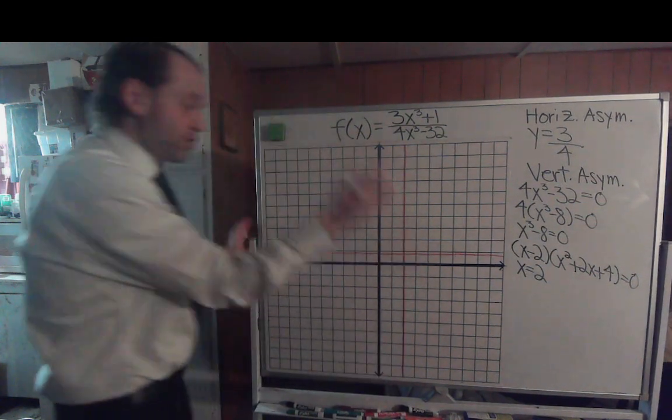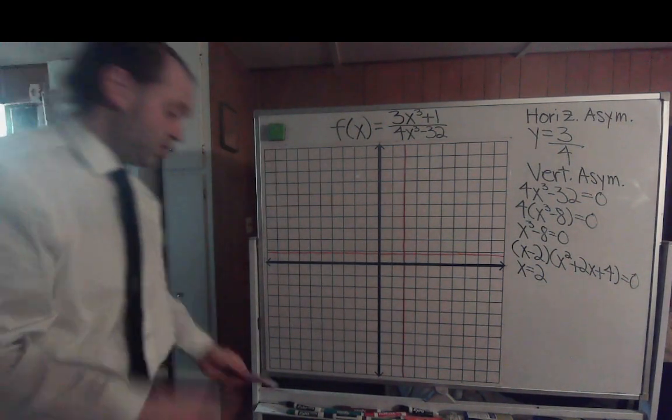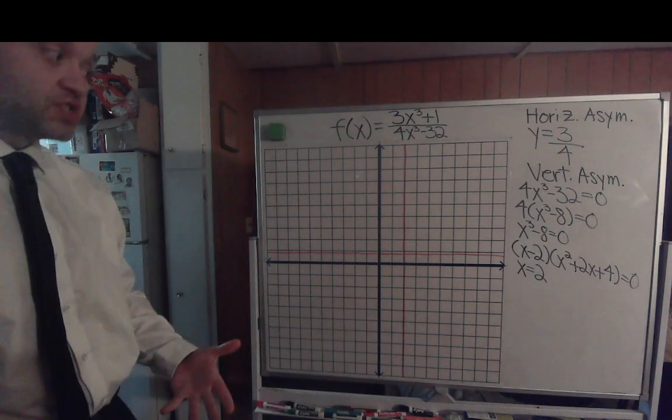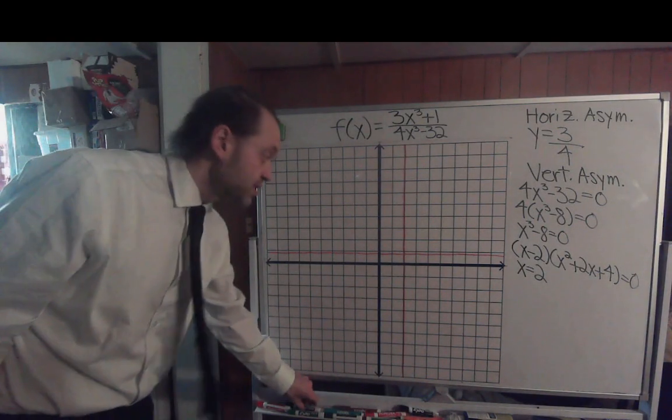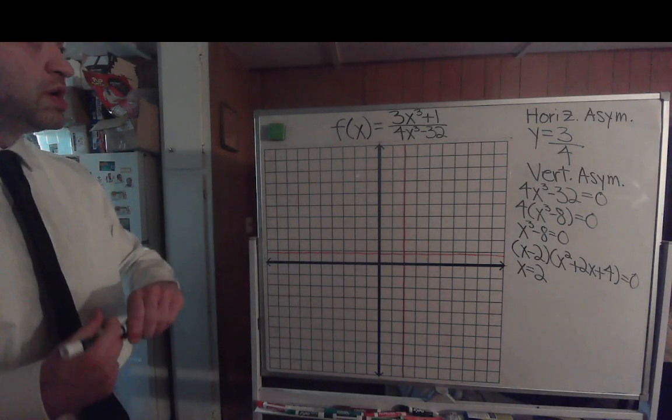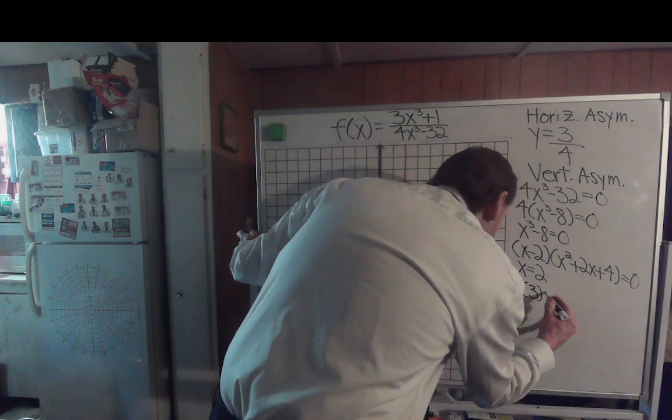Alright, so now both horizontal and vertical asymptotes have been drawn. Let's go ahead and start plugging in some values. Let's go to the right of x equals 2. Why don't we do 3? So let's do f of 3. What's that going to give you?